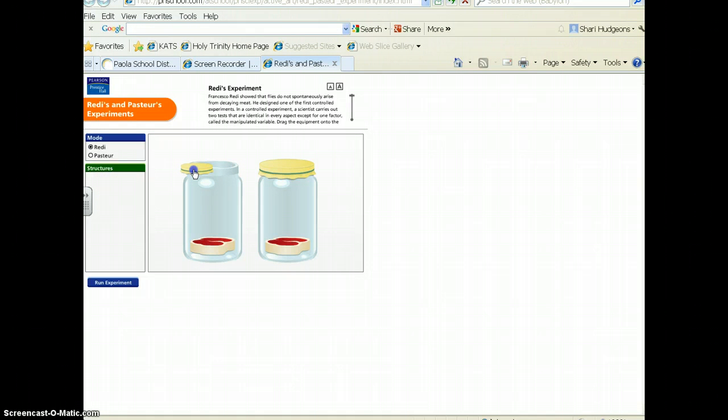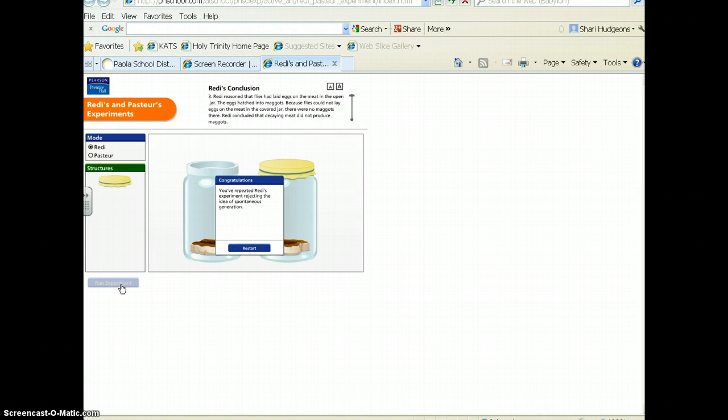If I did, would I have the same results? Most likely. Okay, so my independent variable in this experiment, the one thing that I've changed, is my lid. So I'm going to go ahead and run my experiment, and if you'll look, oh look, there's flies. And the fly on the jar with a lid can't get in there. And so over time it starts rotting and stinking, and both sides are rotting and stinking, but only the one that had flies land on it produced the maggots that then turned into flies. Okay?